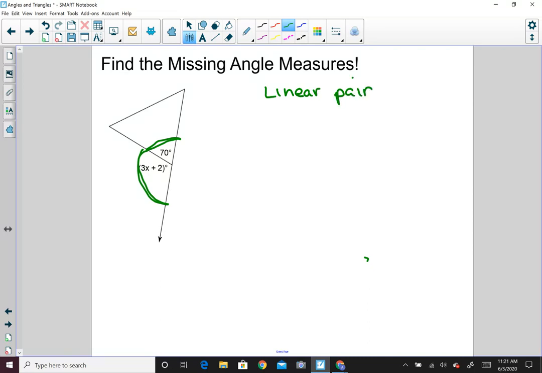I know linear pairs make 180 degrees. So 3x plus 2 plus 70 equals 180 degrees. I identified the relationship. I wrote the equation. Now I'm going to solve the equation. I'm going to combine my like terms on the left because I can do that. So I have 3x plus 72 equals 180.